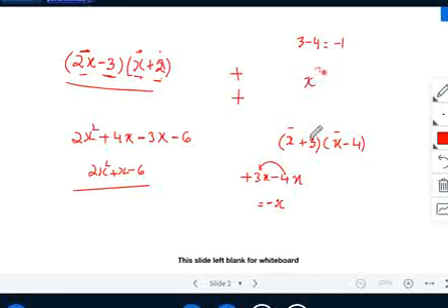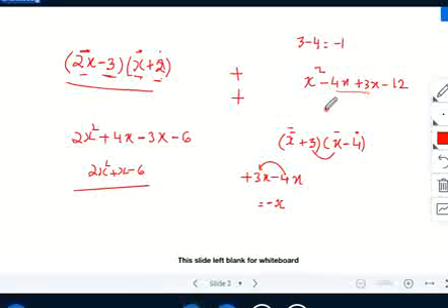Then it's outer, which means this and this multiply. You'll get minus 4x. Then it's inner, that means this, so you'll get 3x. And then it's last. So in last, you get 3 times minus 4, you'll get minus 12. Then you have to solve the middle part. So minus 4x plus 3x gives you minus x. So the final answer is x squared minus x minus 12.